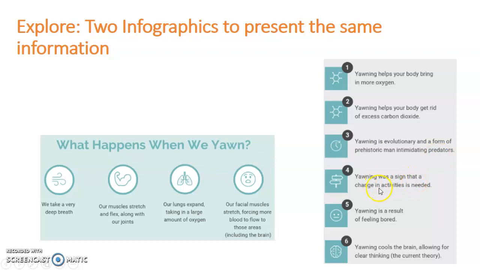Yawning was a sign that a change in activities is needed. Yawning is the result of feeling bored. Yawning cools the brain, allowing for clear thinking. But this is the current theory, what scientists think about yawning today. So again, the main idea is what happens when we yawn. The key idea is the same, but the information is different. So there's no right or wrong infographic. The main idea is that your title has to be catchy, and then you're displaying the information that you want to display.